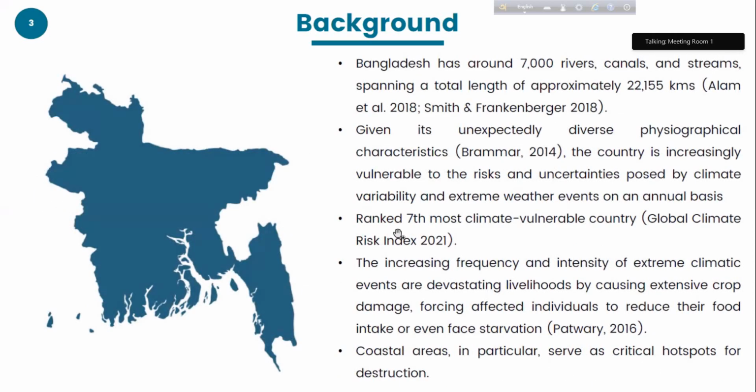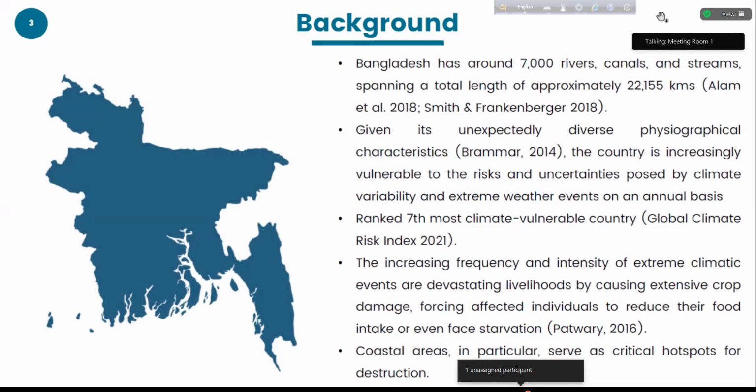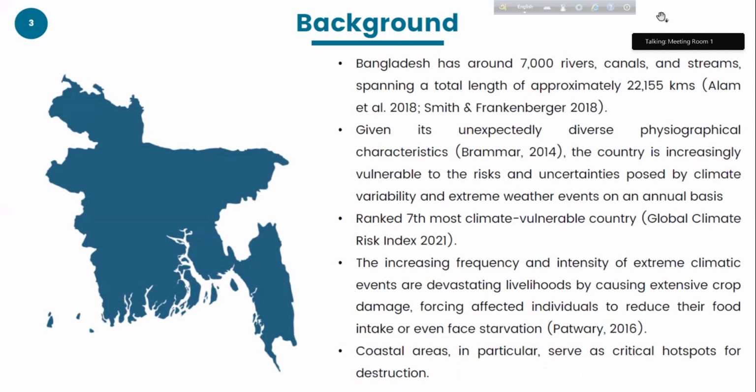Since it's based on Bangladesh, let me go over Bangladesh for a bit. Bangladesh has around 7,000 rivers, canals, and streams, and it spans a total of approximately 22,115 kilometers. Given its diverse physiographical characteristics, the country is increasingly vulnerable to risks and uncertainties from climate change. According to the Global Climate Risk Index, Bangladesh ranks 7th among the most climate vulnerable countries. Coastal areas in particular are critical hotspots for destruction by cyclones, and the increasing frequency and intensity of extreme climate events are devastating livelihoods by causing extensive crop damage and even forcing affected individuals to reduce their food intake or even face starvation.